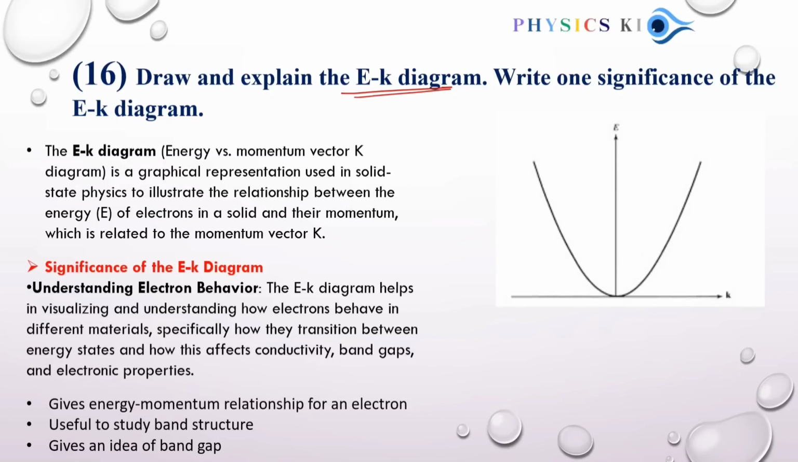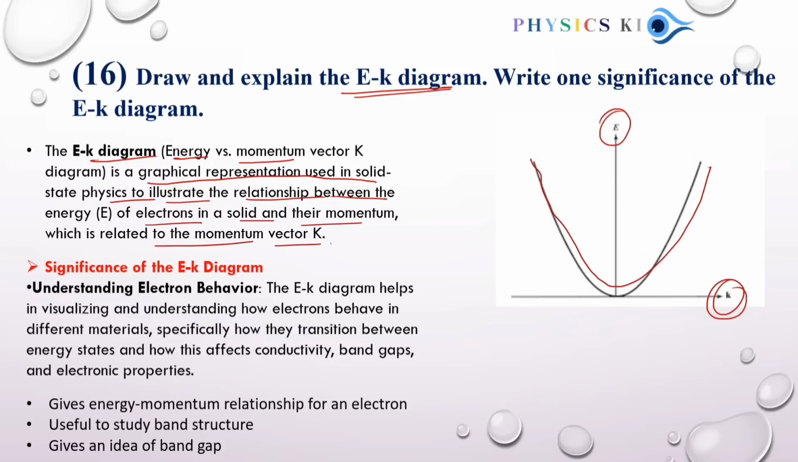This is your energy on the y-axis, this is your momentum vector k on the x-axis, and just draw this line. That is your E-k diagram. So what is an E-k diagram? E-k diagram, that means E for energy and k for momentum vector, is a graphical representation used in solid state physics to illustrate the relationship between the energy of an electron in a solid material and their momentum, which is related to the momentum vector k.